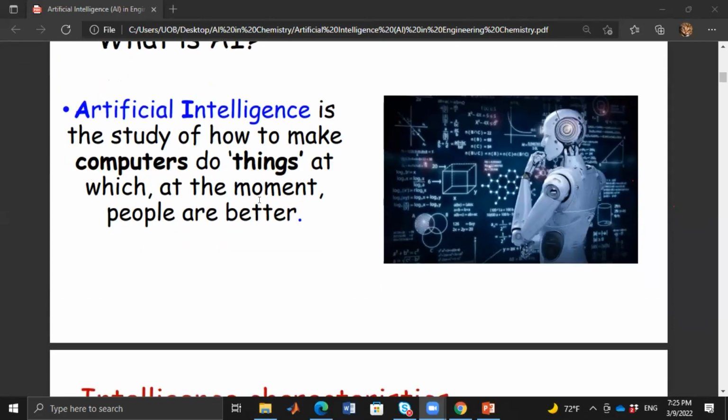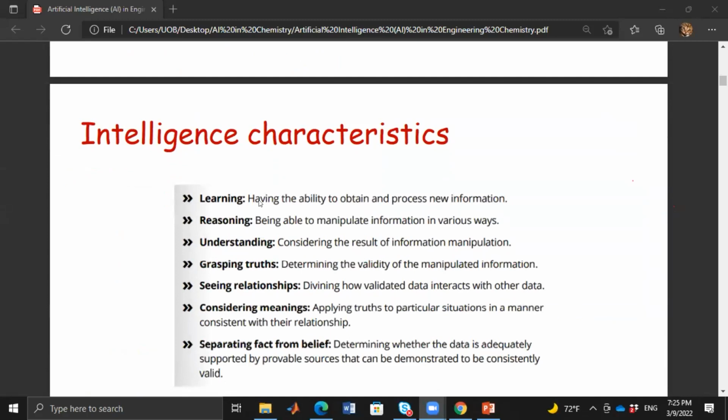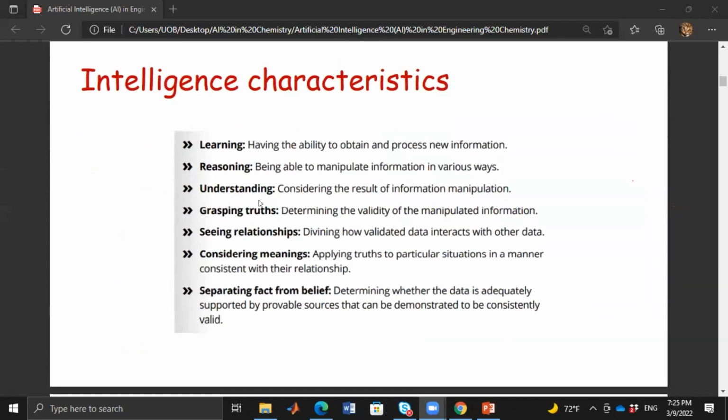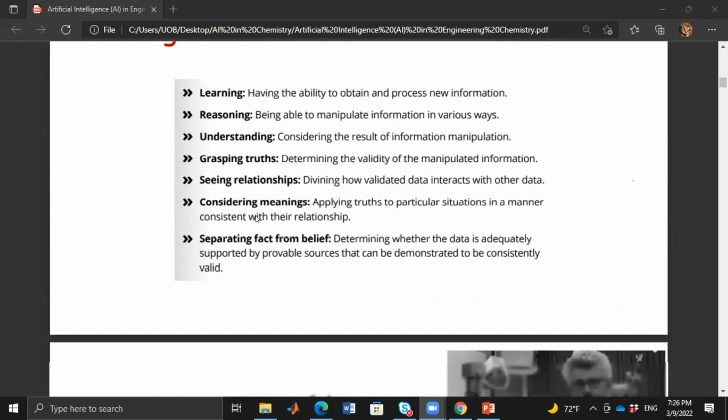However, the word intelligence comes with certain features. So what are the characteristics of a thing being intelligent? Additionally, the thing that is intelligent has the capability to learn, reasoning and logic about what it is talking about or deciding about, and understanding, seeing relationships between information or the data that is given to it. So all these characteristics are what make a thing intelligent. And this is what we are trying to incorporate into the machine in order to call it an artificial intelligent machine, which can achieve a certain task.